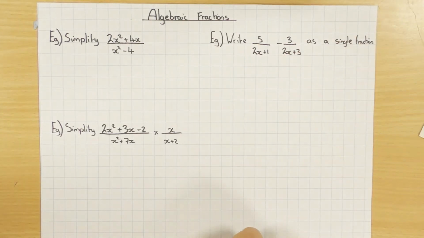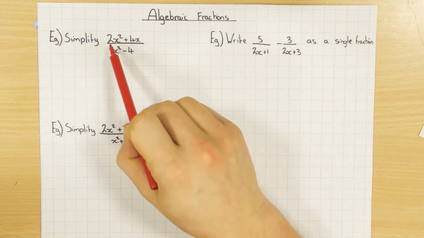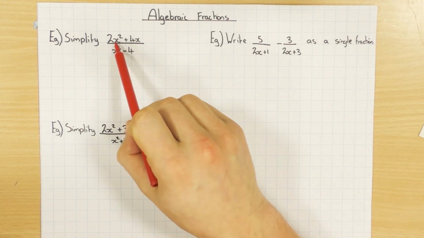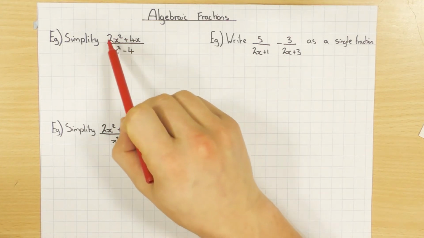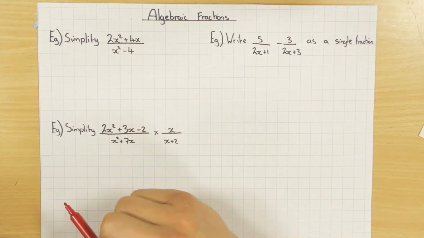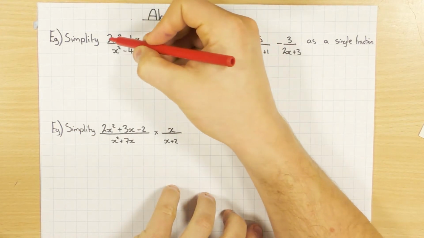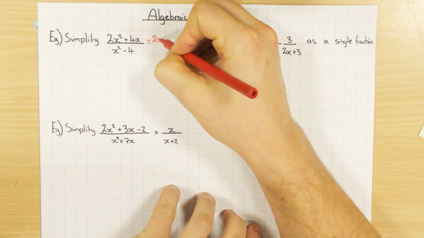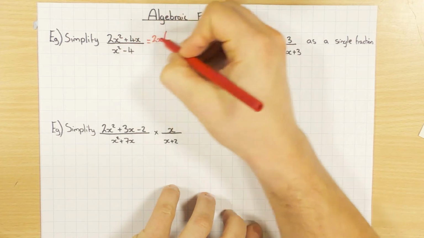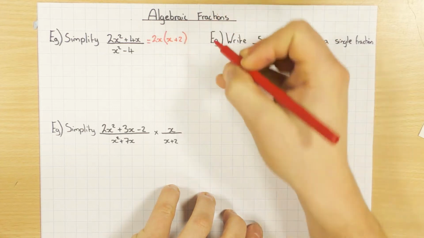So here's my first example, and I want to simplify it. The first thing I'm going to do is factorize it. Because I've got an x and a 2 on this bit, and I've got 4 and an x on this bit, I know I'm going to factorize it into a single bracket. So I can take the 2 out and an x, and that leaves me with an x plus 2 inside the bracket.